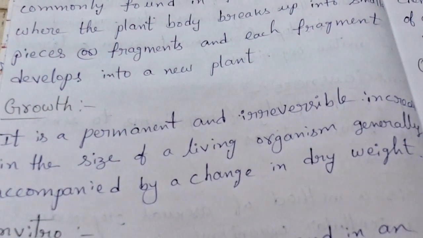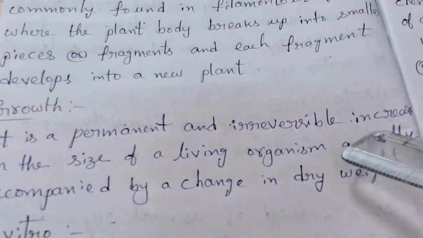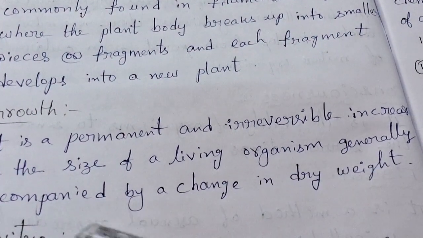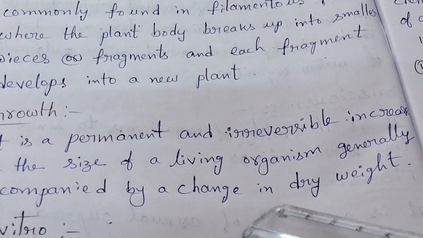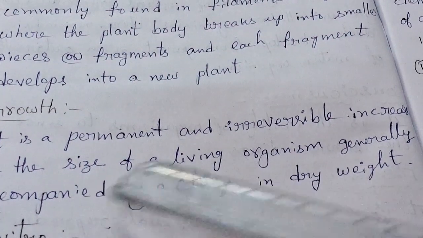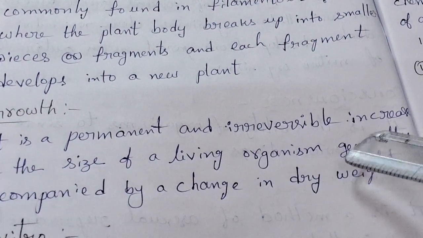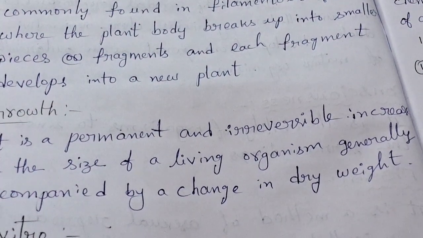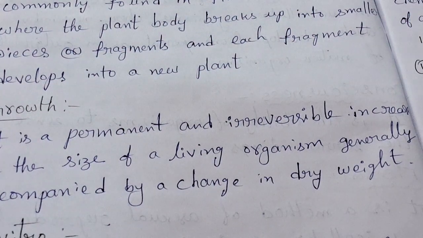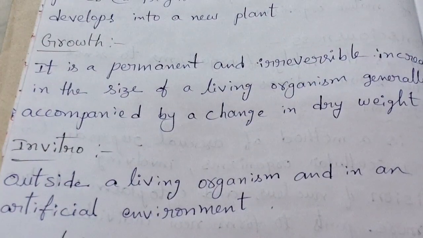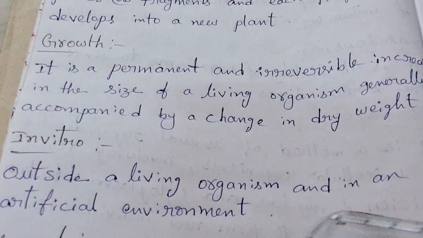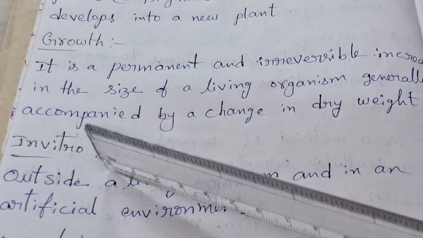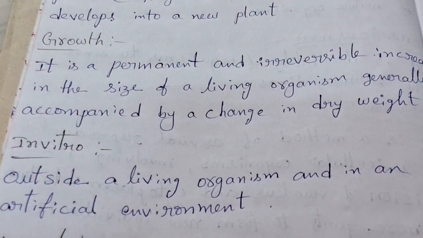It is a permanent and irreversible increase in the size of a living organism, generally accompanied by a change in dry weight. Okay, so it is a permanent and irreversible increase in the size of any living organism. Okay, next one is in vitro. Outside a living organism and in an artificial environment, this is called in vitro. Next one is manual.